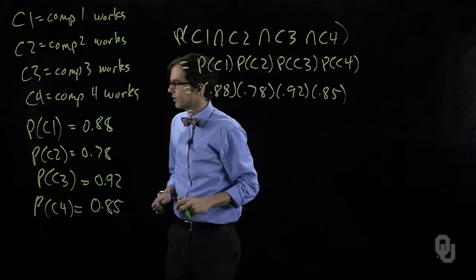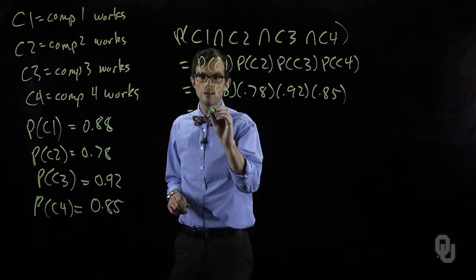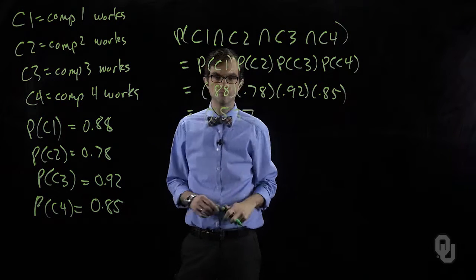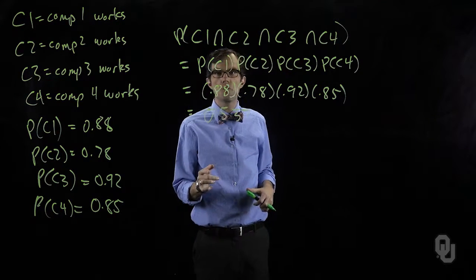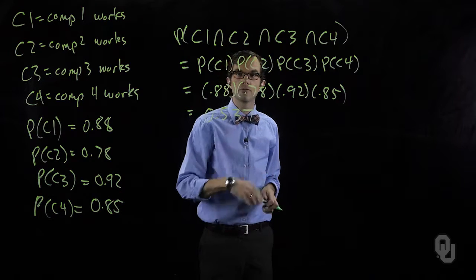Whenever we work that out, we should get something that looks like 0.537. Okay? So if all of those computers have to work, what's the probability that the system works? 0.537. Okay?